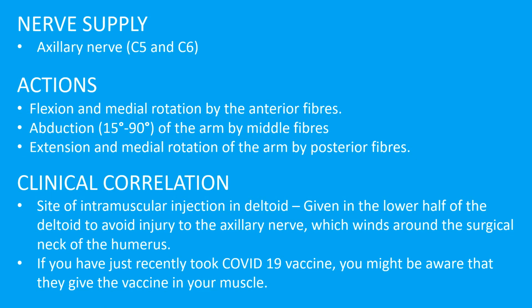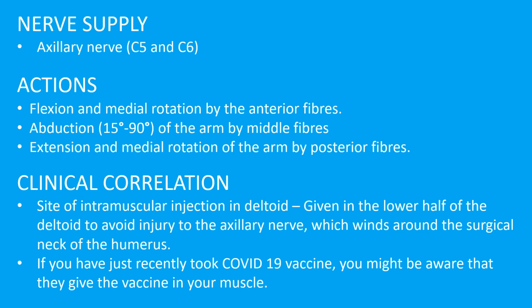Nerve supply: axillary nerve, C5 and C6. Actions: flexion and medial rotation by the anterior fibers. Abduction, 15 degrees to 90 degrees, of the arm by middle fibers. Extension and medial rotation of the arm by posterior fibers.